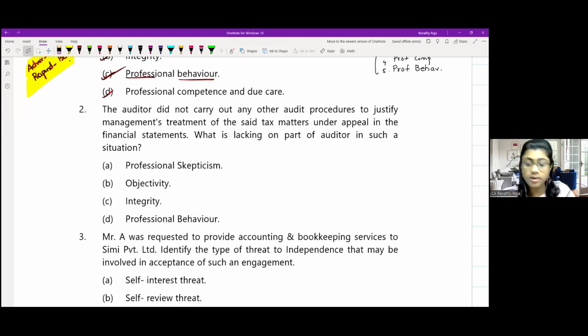Life is a race. Run, run, run, run. Next one. The auditor did not carry out other audit procedures to justify management treatment of the said tax matters under appeal in the financial statements. What is lacking on the part of the auditor in such a situation? Can you answer? Is it professional skepticism, objectivity, integrity, or behavior?